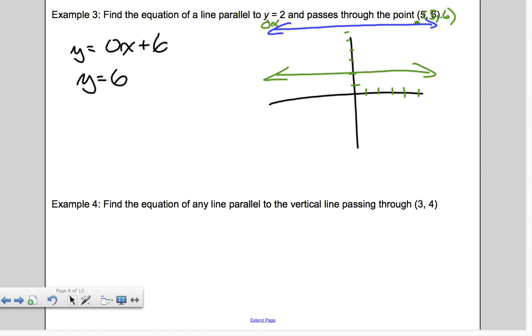Find an equation of a line parallel to the vertical line passing through 3, 4. How do we do that? Now you put it on the x-axis, at 3 or 4. So now we want 3, 4. The 3, 4 is up here. So what does a vertical line mean? Up and down. Straight up and down.